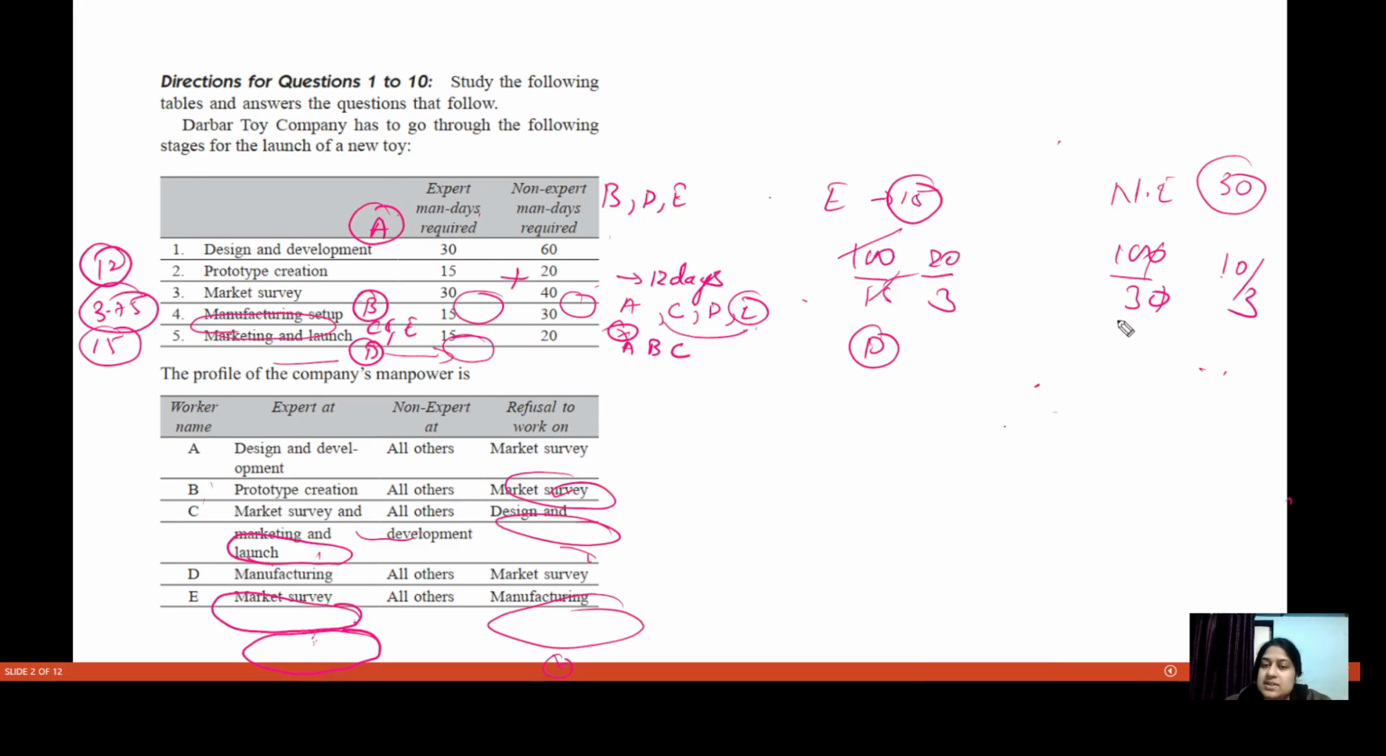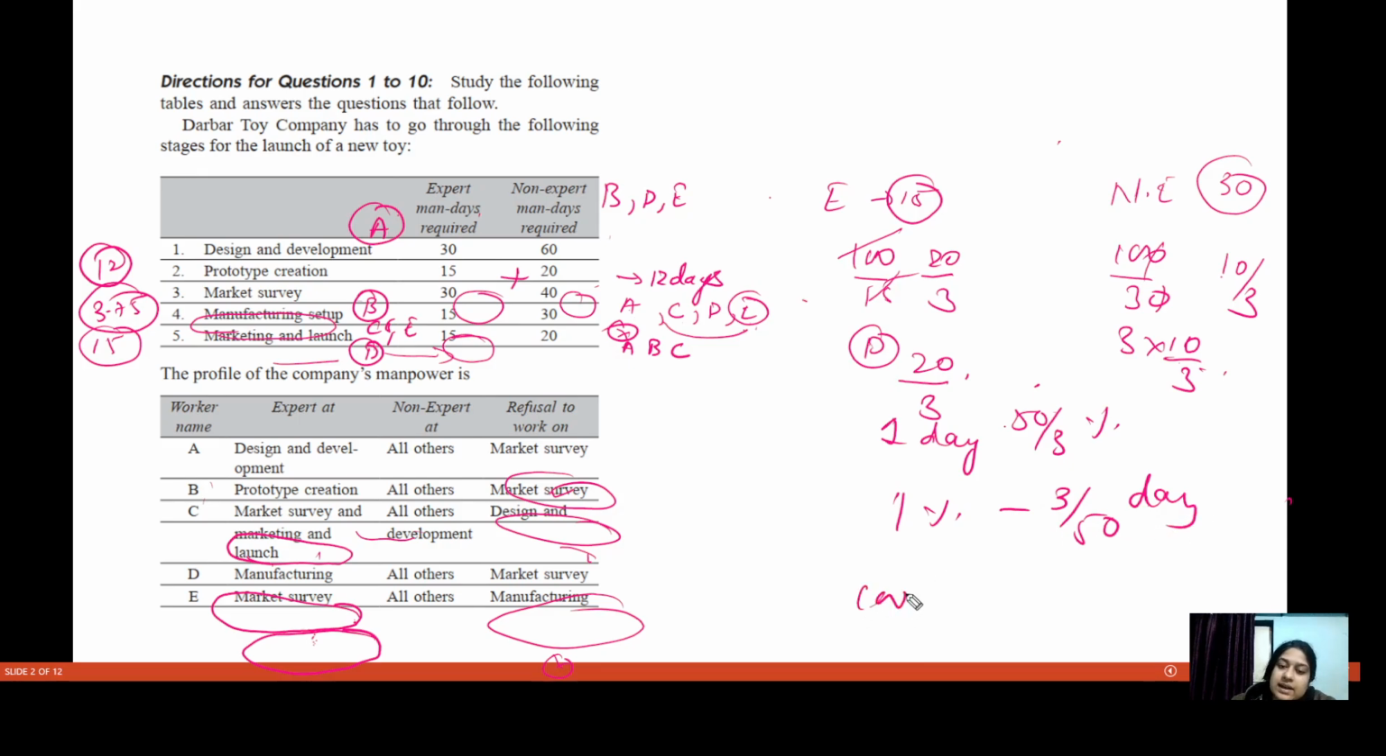Now non-experts are 3, so we have 10 by 3 into 3. So in one day, how much work is done? Obviously 50 by 3%. So 1% of the work is done in 3 by 50 days, and 100% of the work is done in 3 by 50 into 100, that means 6 days. So the manufacturing setup work is done in 6 days.